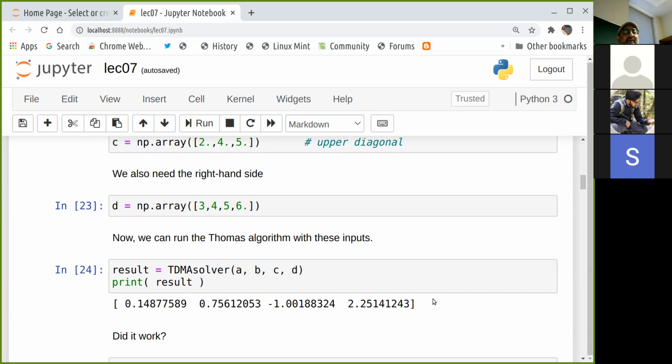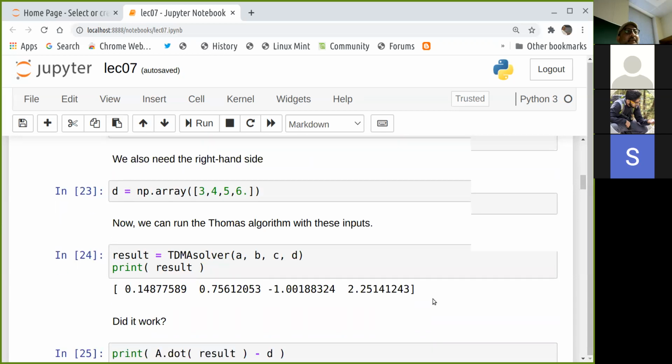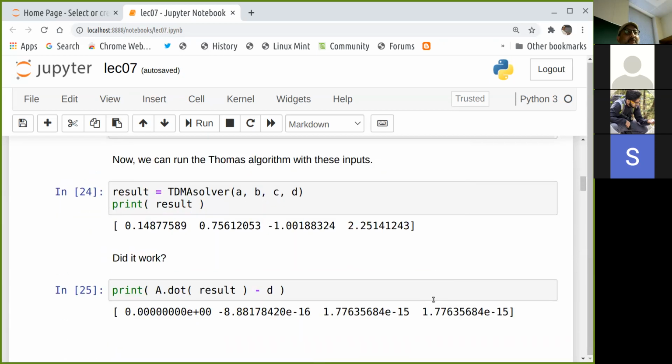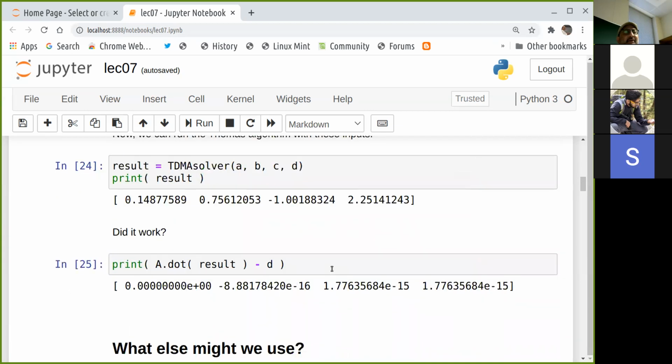Okay, so that's what your x0, x1, x2, and x3 should be. And well, did it actually work? Well, I'll take A times the result, and I'll subtract D, and that should give me 0. And okay, to a reasonable accuracy, I get the 0 vector. Not exactly, but very close.